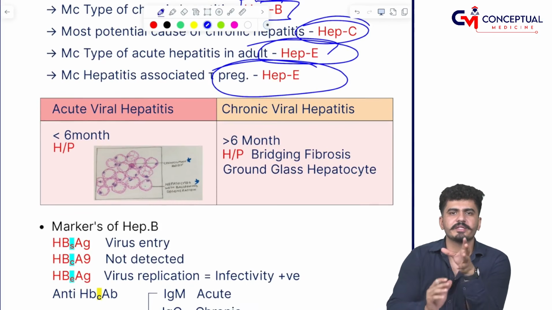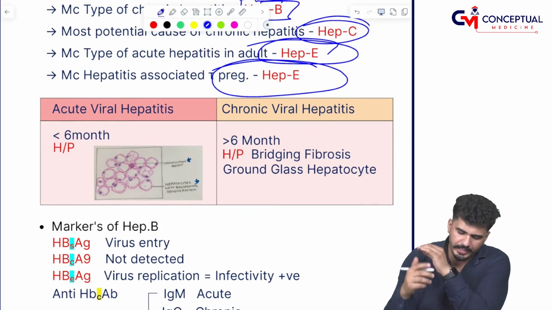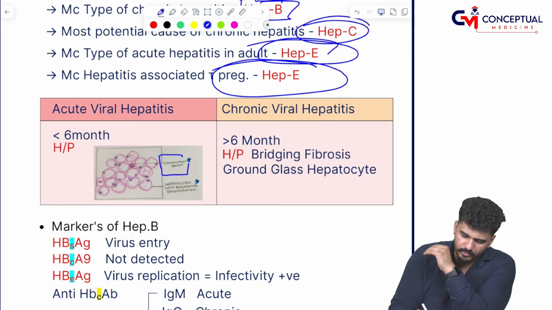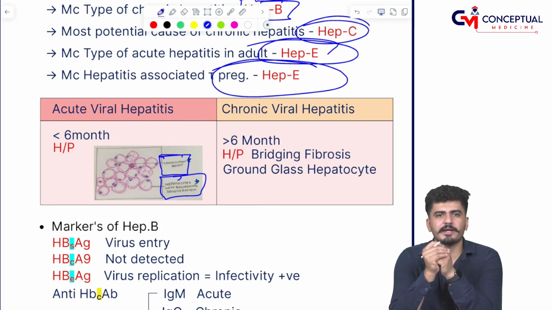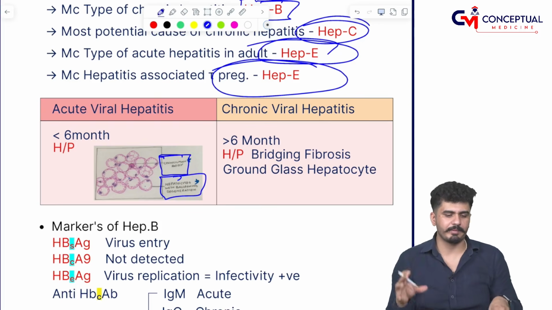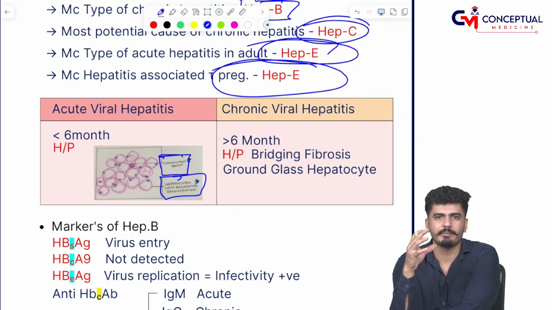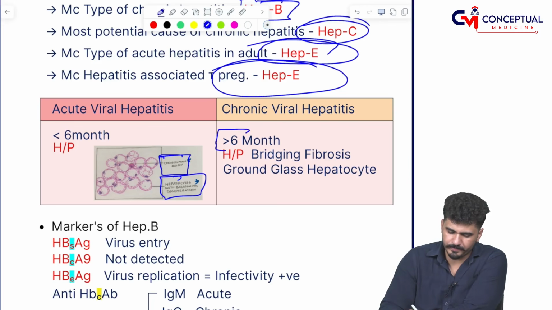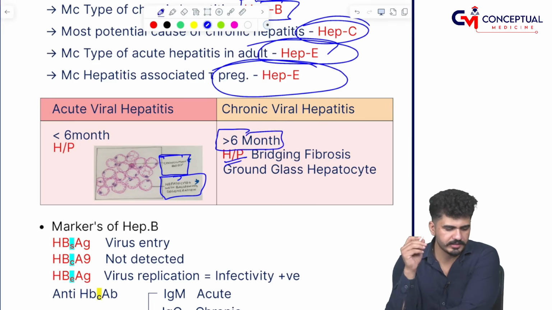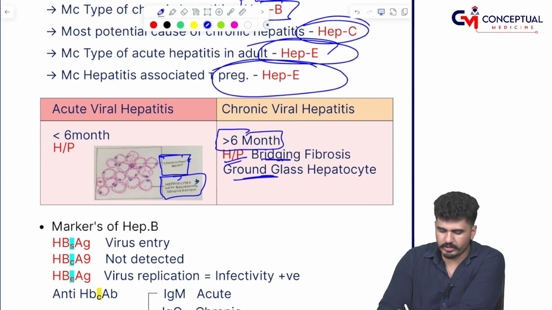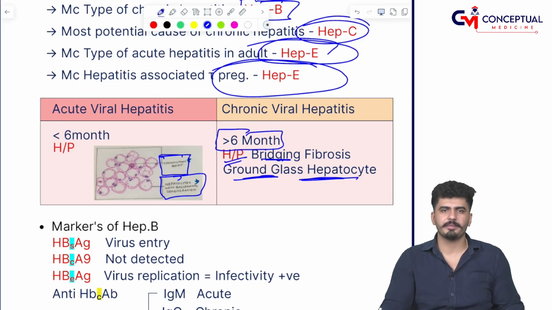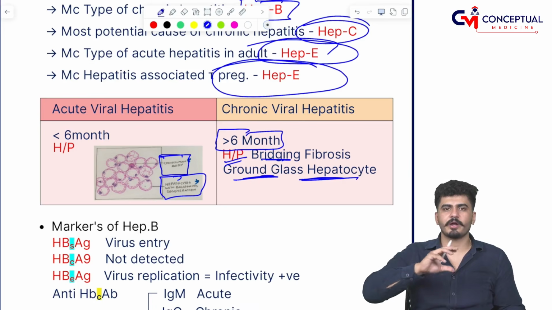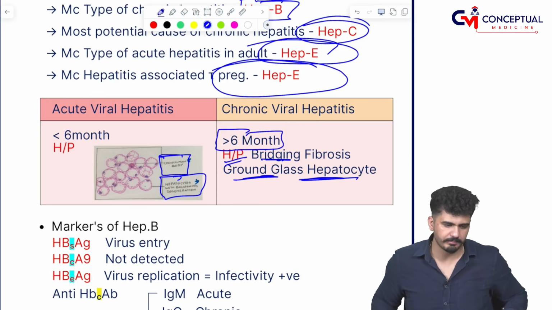Now, acute versus chronic hepatitis. In acute, the duration is less than 6 months. Okay? And also you will see the Councilman bodies in hepatocytes. This Councilman body in hepatocytes is a feature of acute viral hepatitis, and chronic viral hepatitis is more than 6 months. On histopathology, remember, bridging fibrosis or ground glass hepatocytes are seen. So Councilman body will take you to acute viral hepatitis, while bridging fibrosis and ground glass will tell you about chronic viral hepatitis.